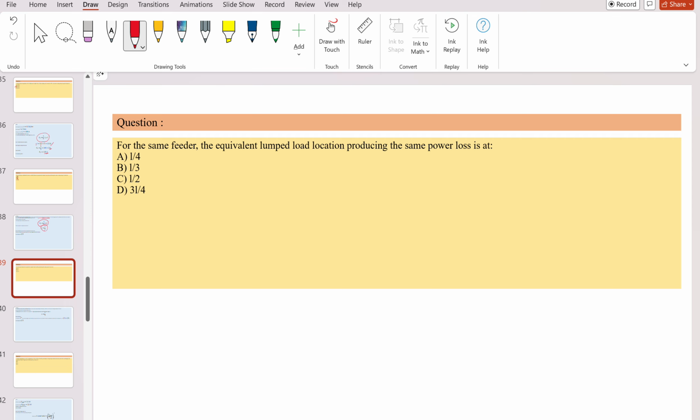Try to solve this. The options are I by 4, I by 3, I by 2, and 3I by 4. Here it is asking at which place the same power loss will be there.